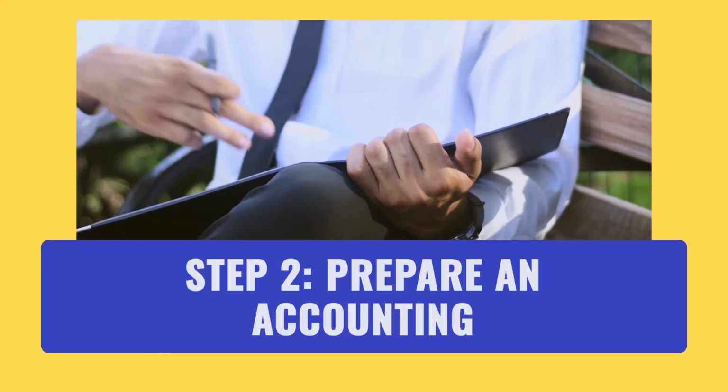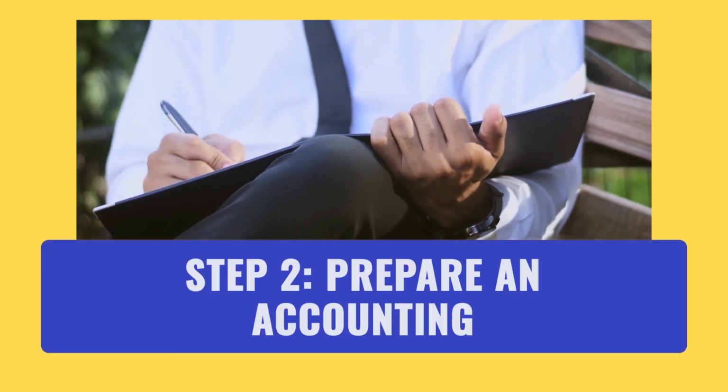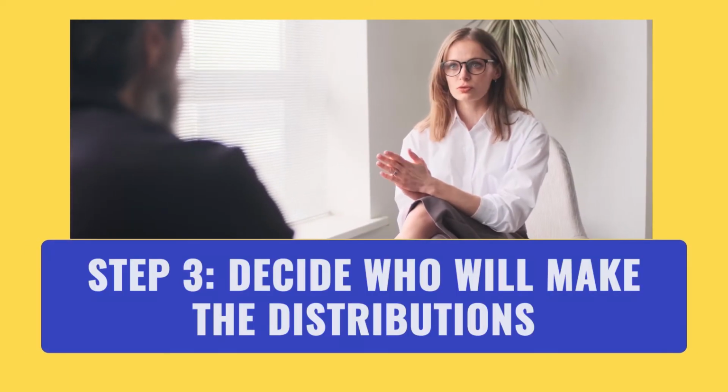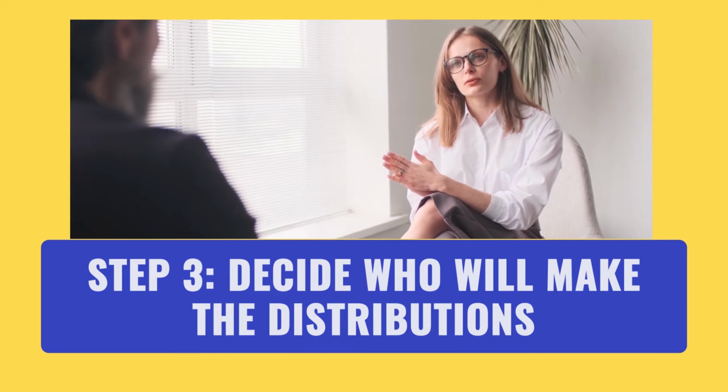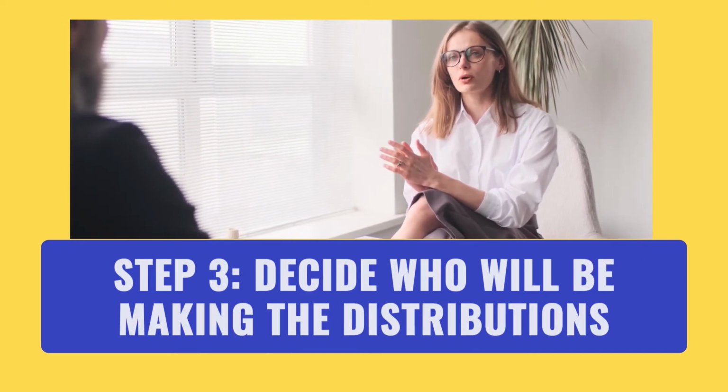Second, prepare an accounting and send a copy to the beneficiaries, or have your trust law firm do so on your behalf. The accounting shows the beneficiaries exactly how you arrived at the amount that they are receiving. Third, decide who will be making the trust distributions, you or your trust attorney. Communicate the information to your trust attorney.